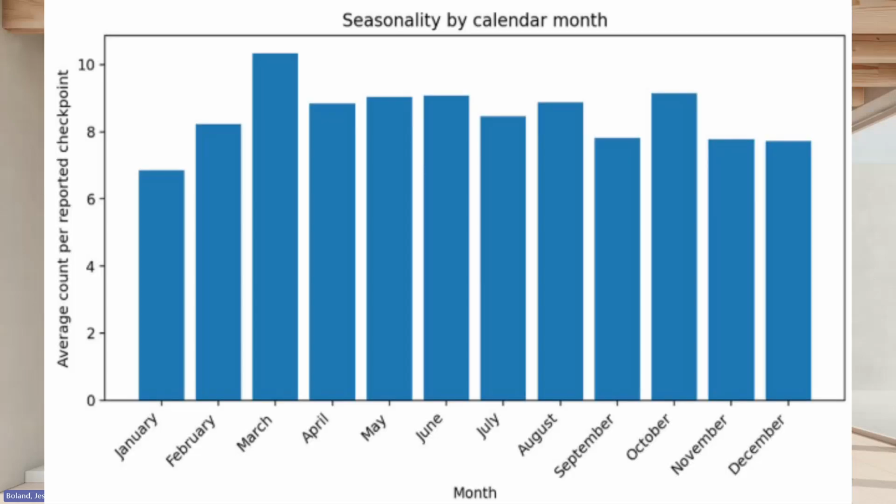A clear seasonal pattern emerges in the data. Moderate delays are most common during the spring and early summer months, with March showing the highest average frequency, followed by May and June. In contrast, January and February consistently exhibit the lowest levels of congestion. This suggests that travel demand during peak vacation periods and spring break contributes meaningfully to increased wait times. These patterns highlight the importance of seasonality in airport operations and the passenger experience.